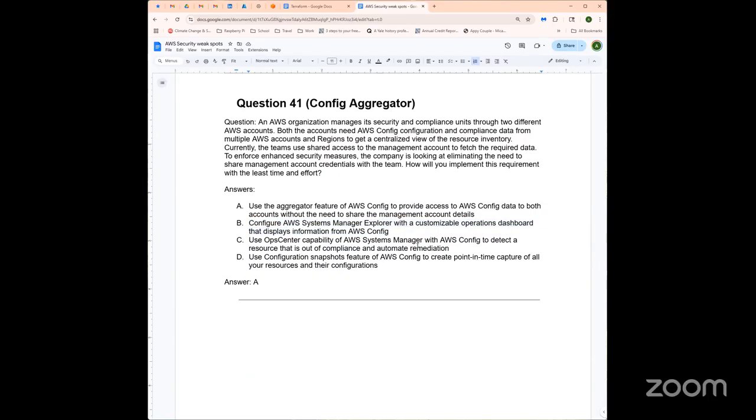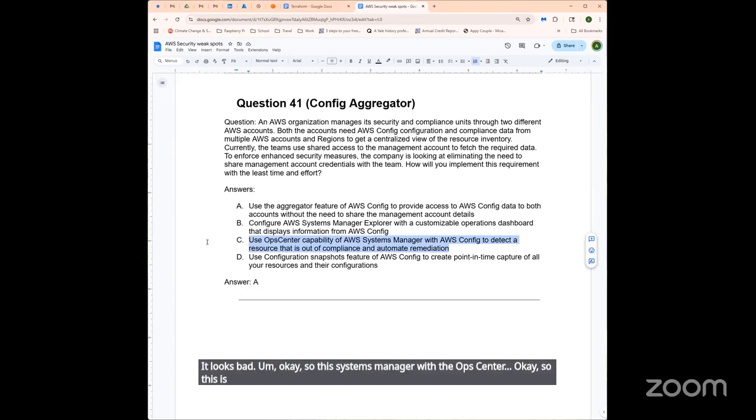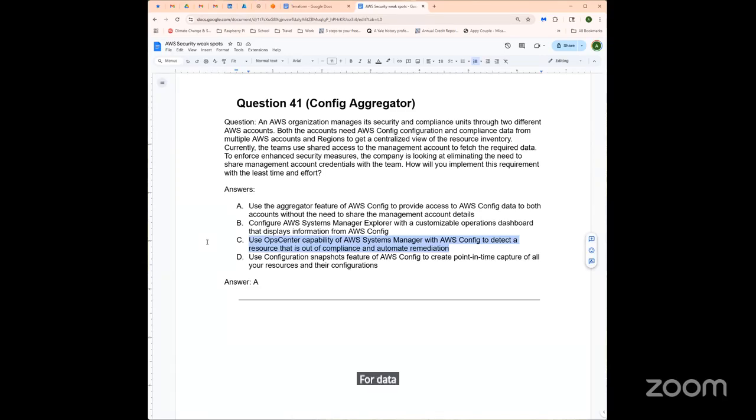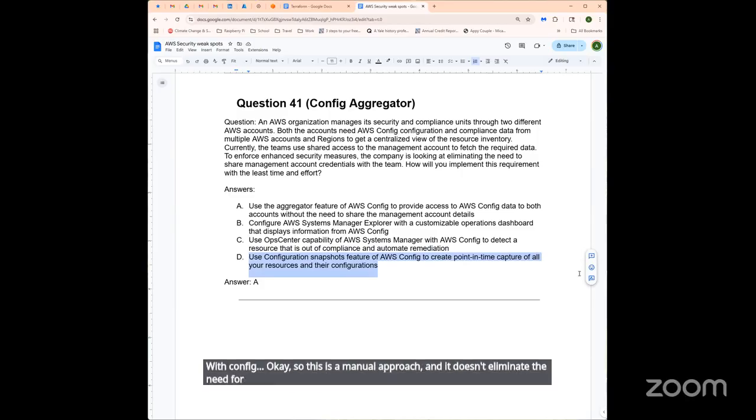Oof, that looks bad. Okay, so this is Systems Manager with the Ops Center. This is designed for incident management, not necessarily for centralized compliance for data access. And then snapshots with Config. Okay, so this is a manual approach, and it doesn't eliminate the need for management account access.